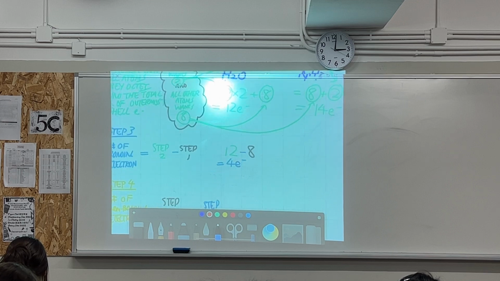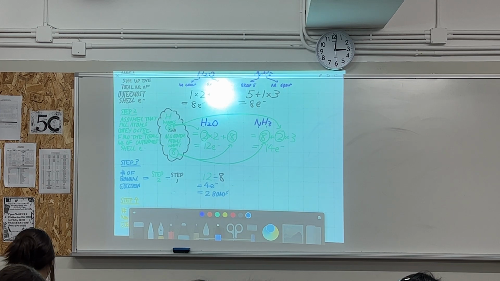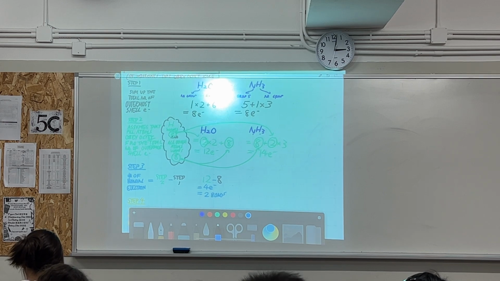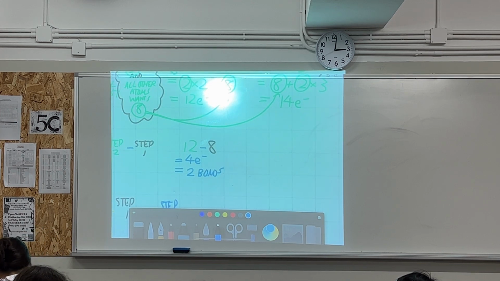So we have it in here. 4 electrons means how many bonds? 2 bonds. Okay, now use your calculator again. No mistakes. So can you tell me how many bonds are there in NH3? 6 electrons, which means 3 bonds. Note the difference between electrons and bonds, they are not the same. But you can get one from the other by dividing by 2.